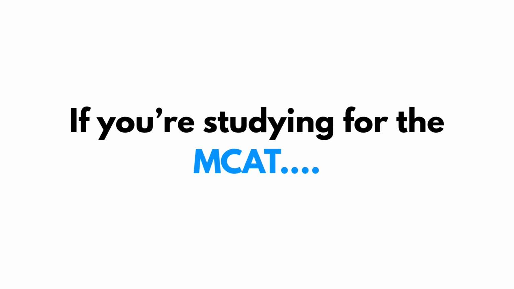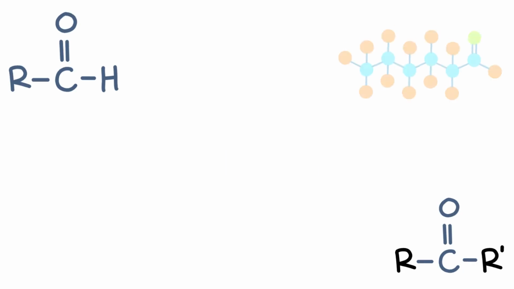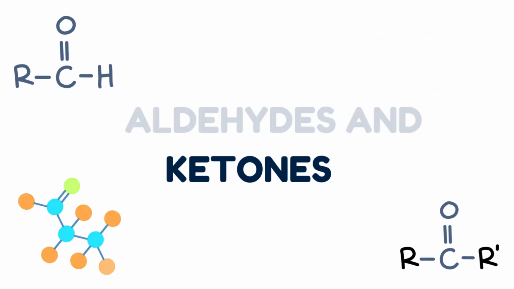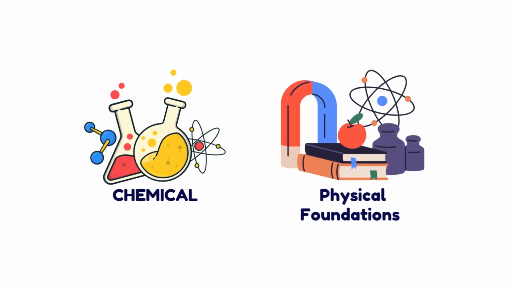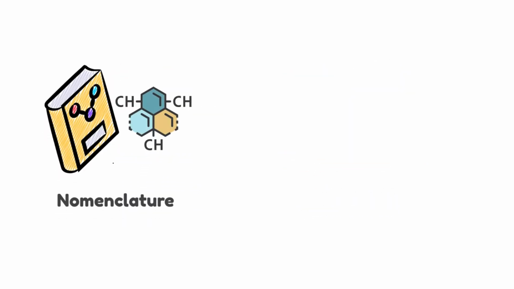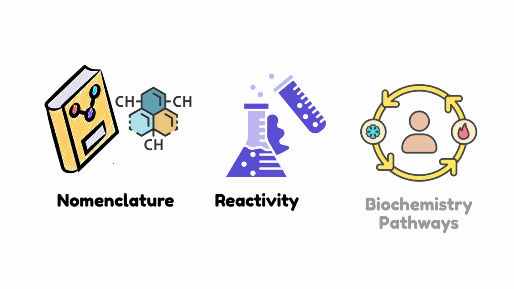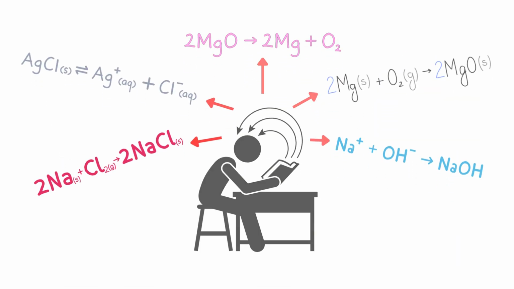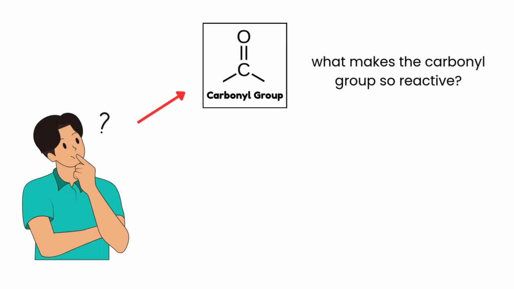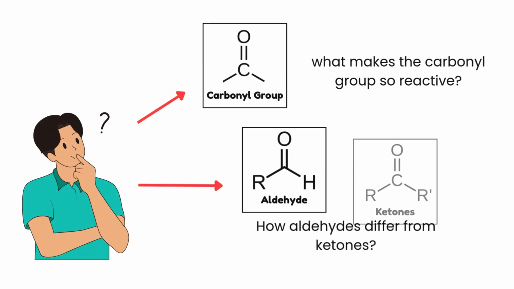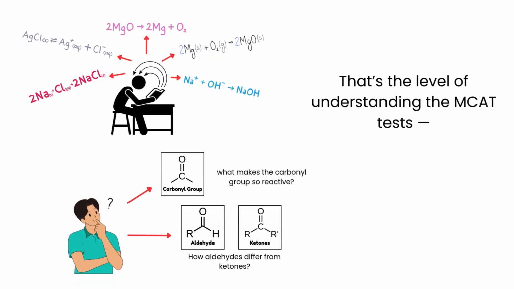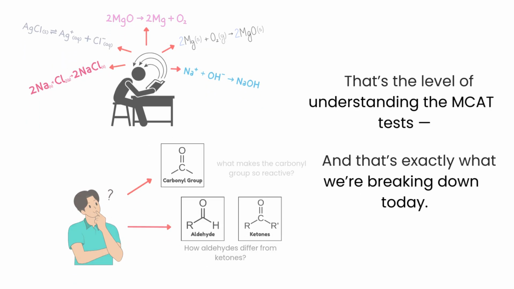Hey, if you're studying for the MCAT, this is for you. Aldehydes and ketones are high yield topics in the chemical and physical foundation section. They show up in nomenclature, reactivity, and even in biochemistry pathways. Instead of memorizing random reactions, you need to know what makes the carbonyl group so reactive and how aldehydes differ from ketones. That's the level of understanding the MCAT tests, and that's exactly what we're breaking down today.